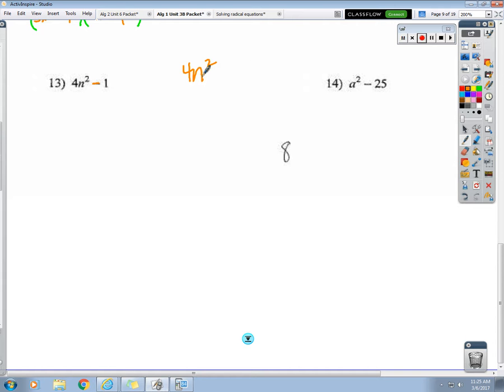Well, to get 4n squared, wouldn't you have to do 2n times itself? And why is 1 a perfect square? 1 times itself. So when you factor a difference of two squares, you just look for what will make that, and that's 2n times 2n. And then to get a negative 1, a positive 1 and a negative 1. That's all you do. Anytime you look at something and you immediately recognize, oh, that's a difference of two squares, you know your answers are going to be almost the same except for opposite signs.